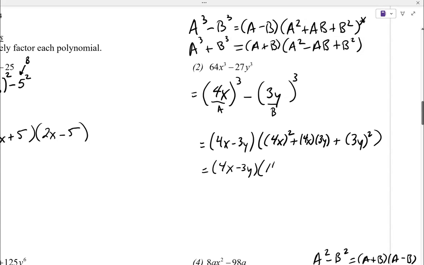Four squared is 16, so we get 16x squared. 4 times 3 is 12, so we get 12xy. 3 squared is 9, so we get 9y squared. Okay. Again, the big thing to remember, besides the formula, is the sign in the middle flips.